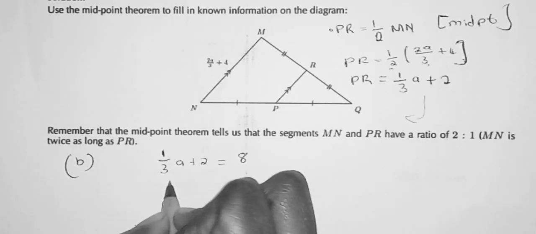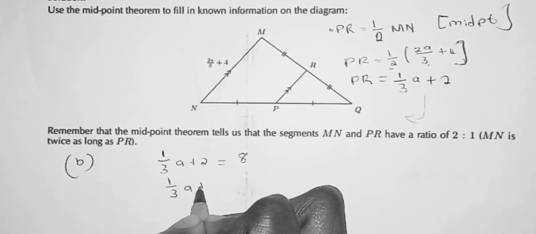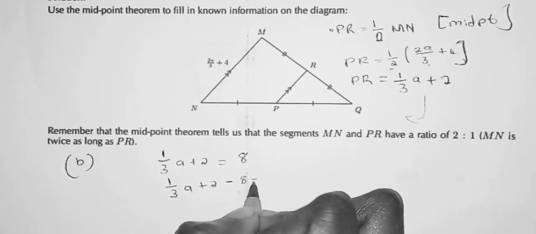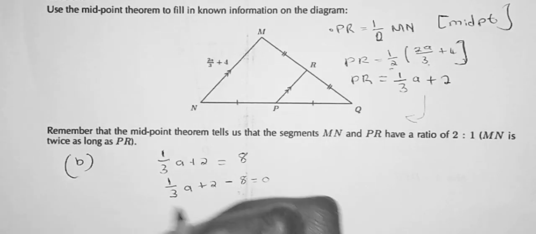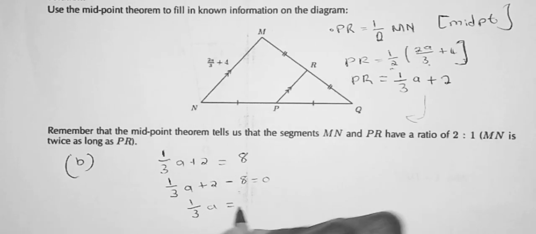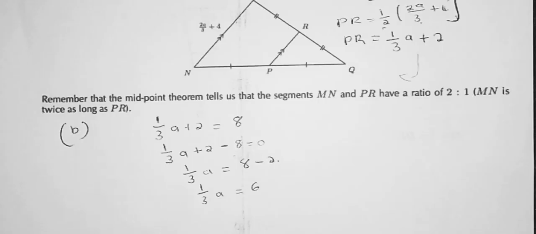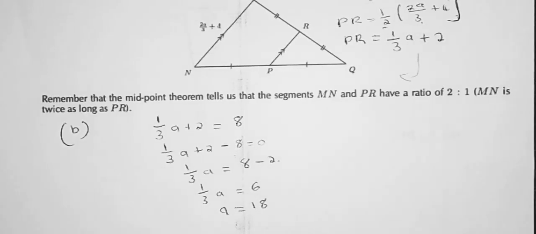Then 1 over 3a plus 2 minus 8 equals 0. So 1 over 3a is equal to 8 minus 2, which gives us 6. 1 over 3a is equal to 6, all divided by 1 over 3. So 6 divided by 1 over 3 gives the answer of 18. So the answer of a is 18. I found my answer of a.